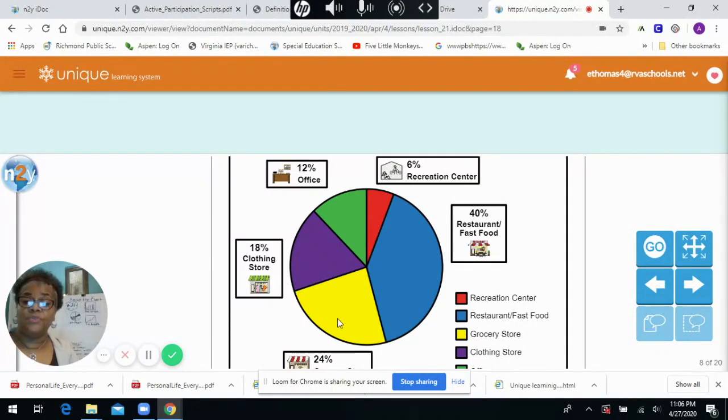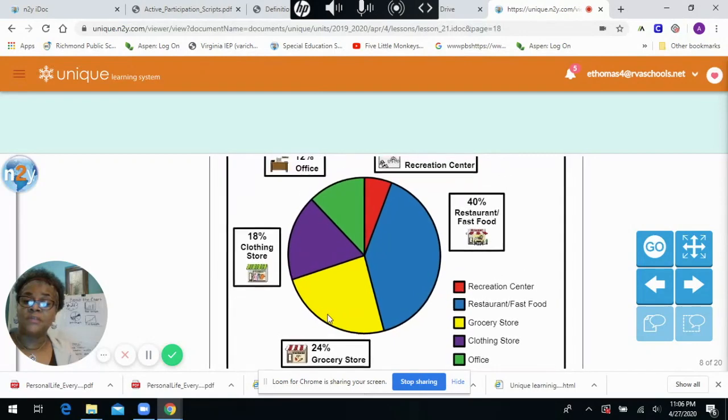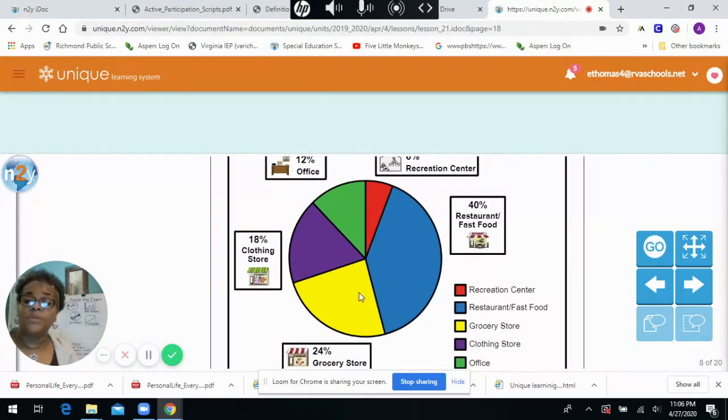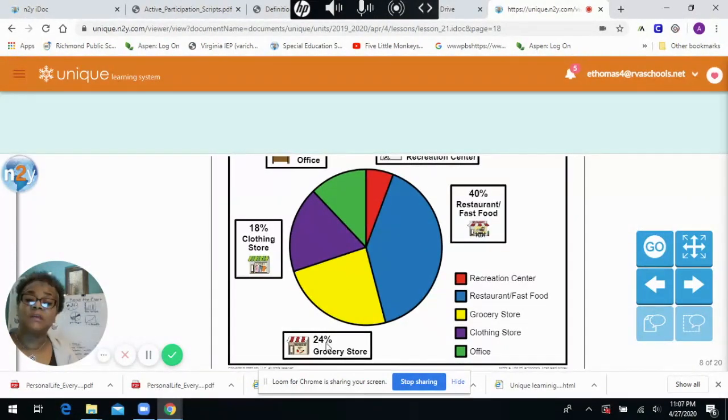The grocery store, we have 24% working in a grocery store. Now look at that piece. That almost looks like a fourth. A fourth is almost like a quarter. And how much is a quarter worth? 25 cents. And that's 24%. And look, it almost looks just like a quarter.